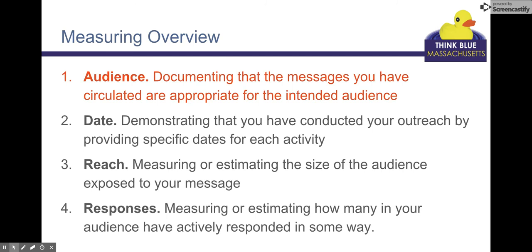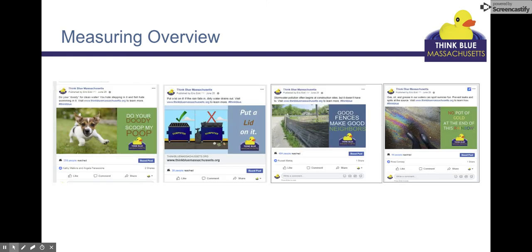You'll want to document that the messages that you have circulated are appropriate for the intended audience. Think Blue Massachusetts has made that really easy for you. We have 4 posts, each clearly tailored to the needs of one of the audiences as defined in the permit. Scoop the poop for residents, dumpster maintenance for businesses, silt fences for developers, and chemical spills for industrial facilities.